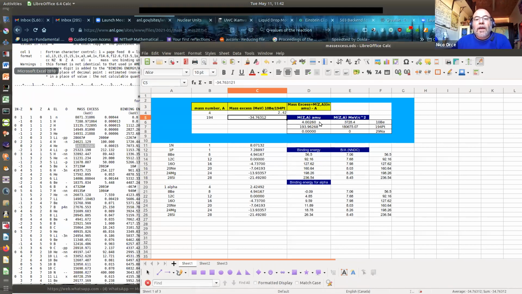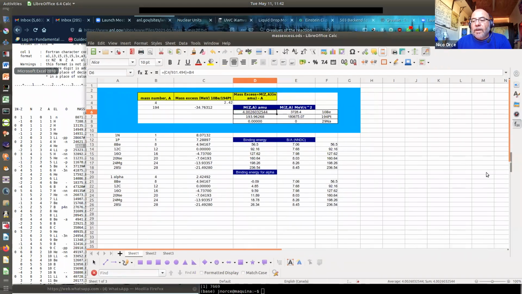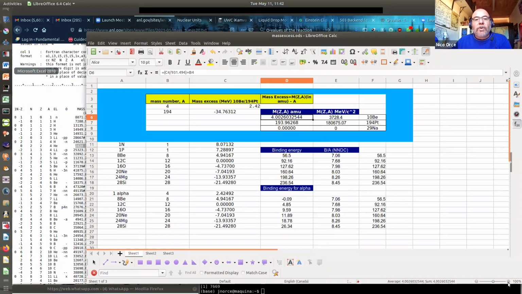Right. And this is the mass in atomic mass units. So you can see this is the mass of the alpha particle in atomic mass units. Let me make this bigger. But these are the things that I want you to be able to calculate.